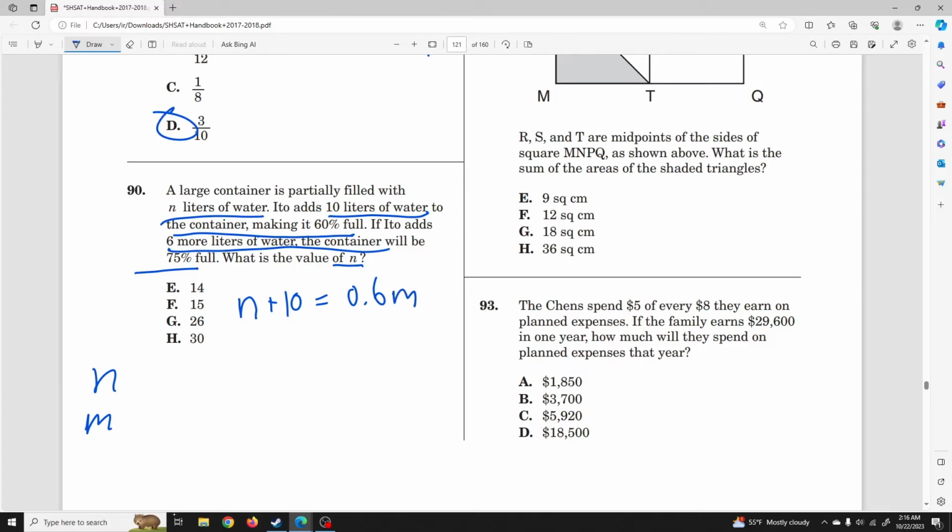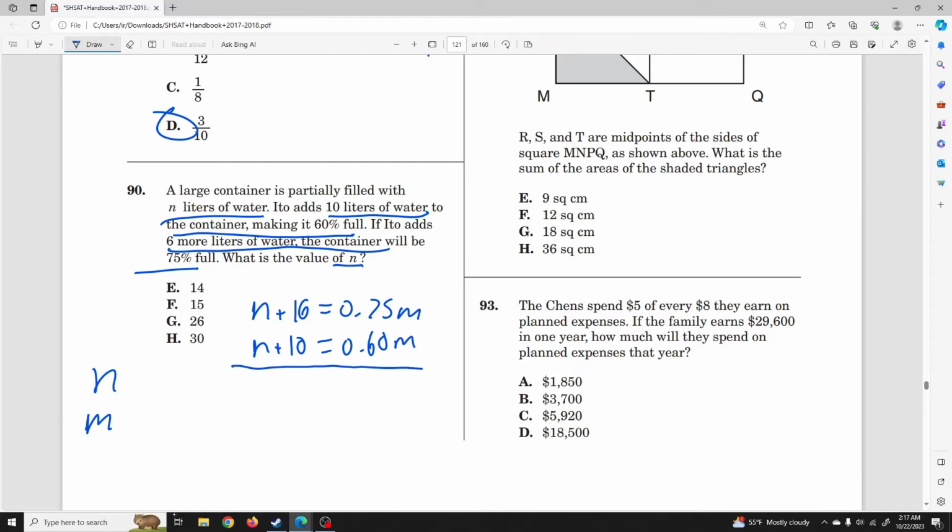Now if we add 6 more liters, so if we already added 10 and we added 6 more, we're adding 16, we are now 75% full, so 0.75 m, right? So let me just flip those two because it's going to be easier. So here we have n plus 16 is equal to 0.75 m. If we add 6 more, now 75% of the container is full. N plus 10, now 60% of the container is full. And that's represented by m.